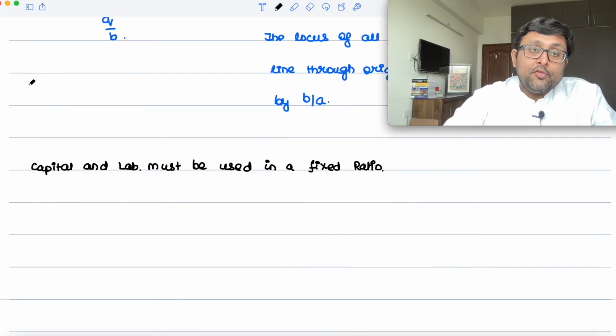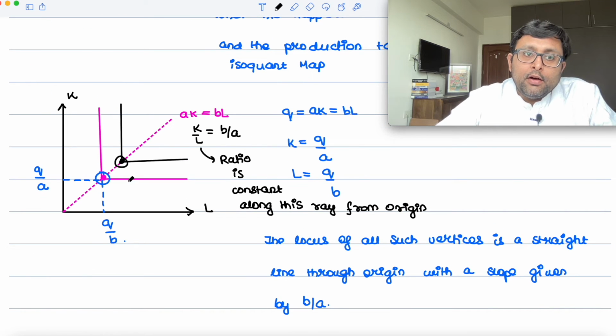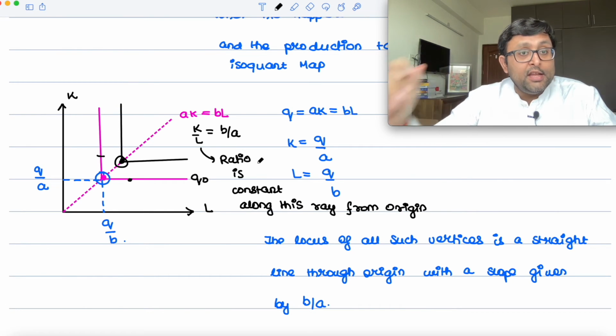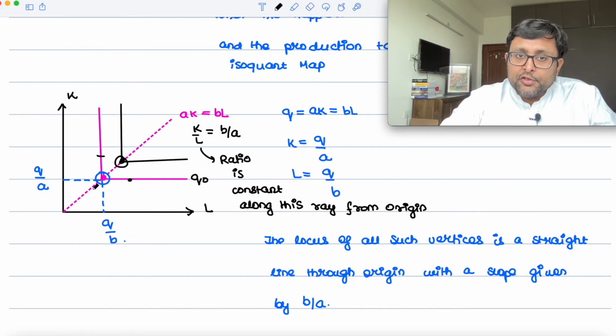And if you operate, okay, fine, for example, if you operate here, you are unnecessarily using more labor, because although you have the same amount of capital, you have more labor, that is still producing just Q naught. If you're using more capital and this much labor, you're still producing Q naught only. So that is inefficient. If you produce at any point other than the vertex, that is completely inefficient.